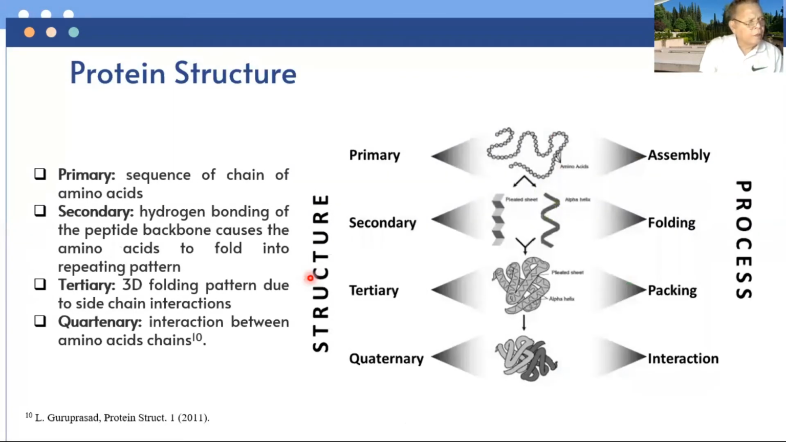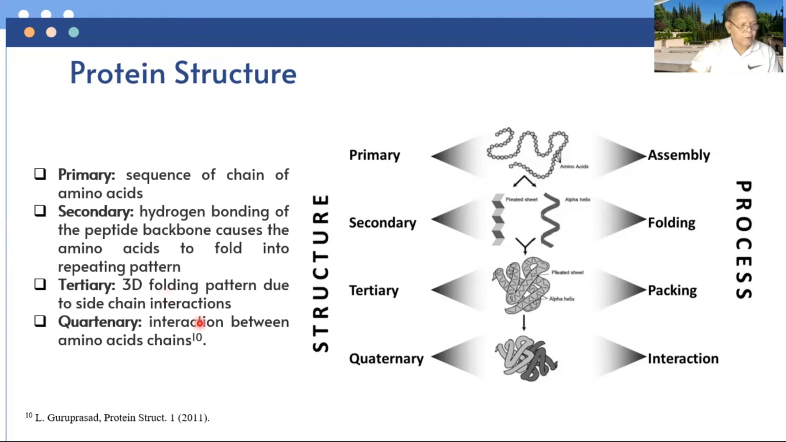Let's see, this is the structure of protein. Primary structure: this is the sequence of the chain of amino acids. Secondary: hydrogen bonding of the peptide backbone causes the amino acids to fall into a repeating pattern. Tertiary: three-dimensional folding pattern due to side chain interactions, and quaternary: interaction between amino acid chains.